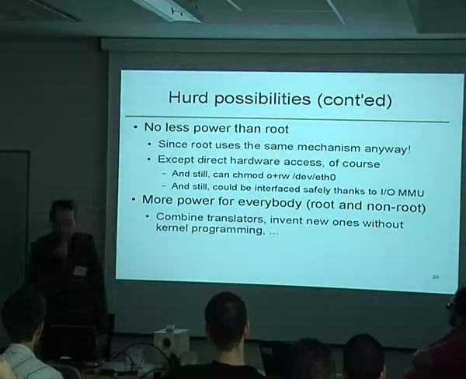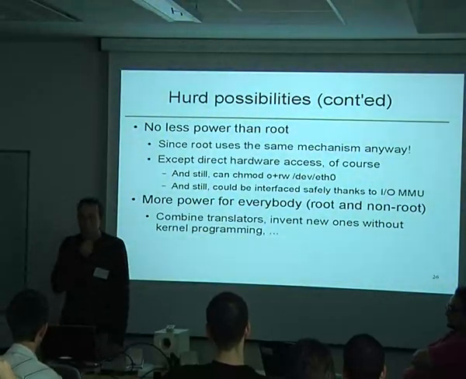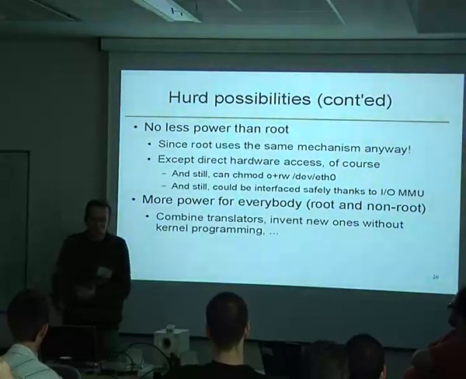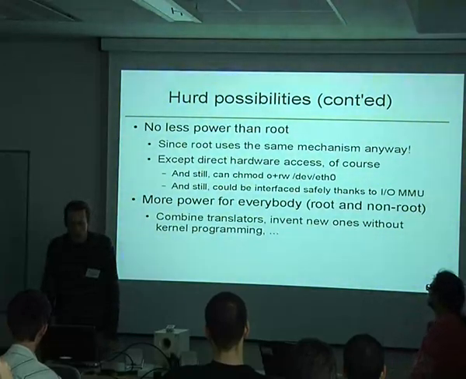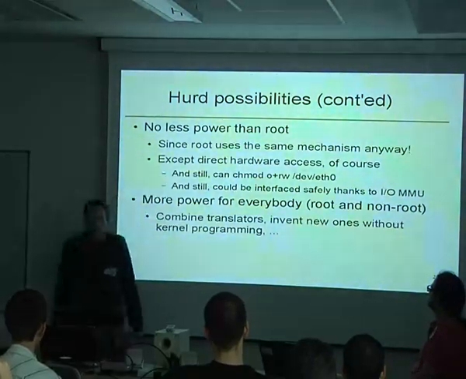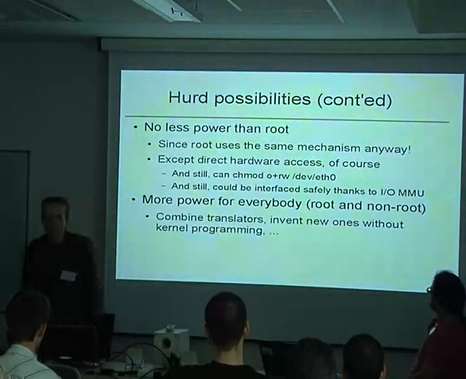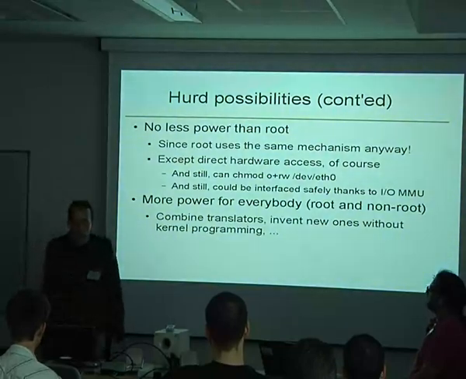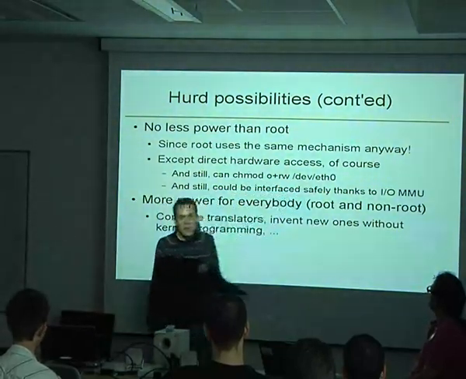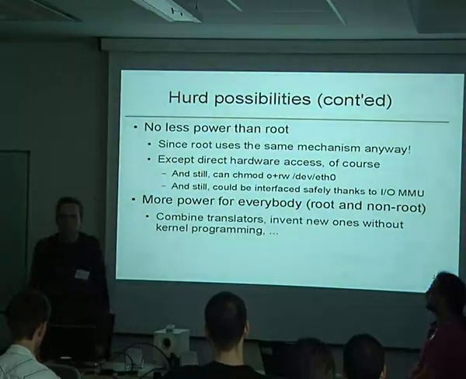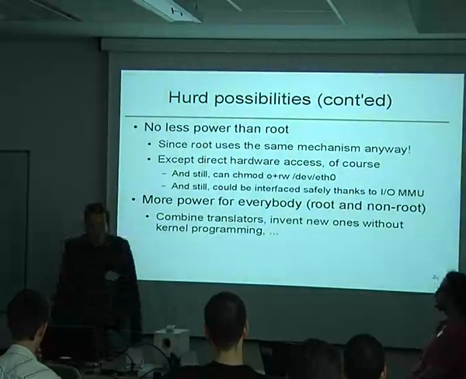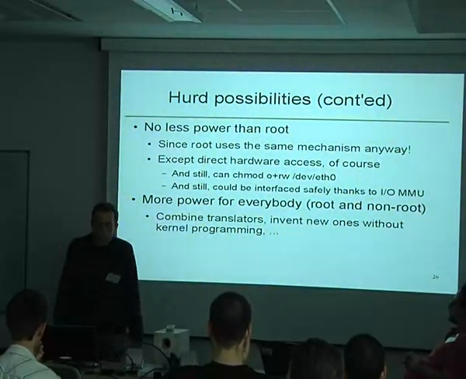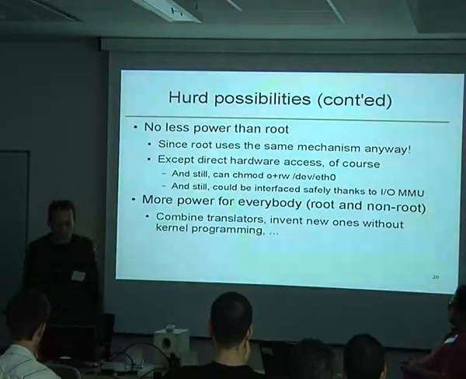The cool thing is that you don't have less power than root, simply because everything root does is using the virtualization layer of Hurd. So everything can be done. Of course, you don't have direct hardware access, but you can provide access to a translator which accesses the hardware. So for instance, you can provide access to /dev/eth0 because you trust the user not to push bad frames and things like this. And still, with the IO-MMU that some machines have, you could actually give a PCI card to a process in a safe way.